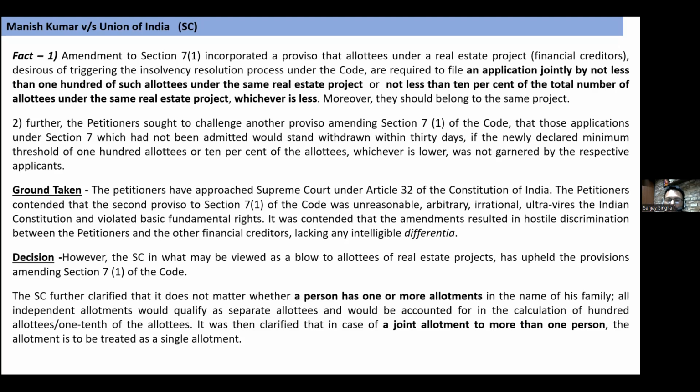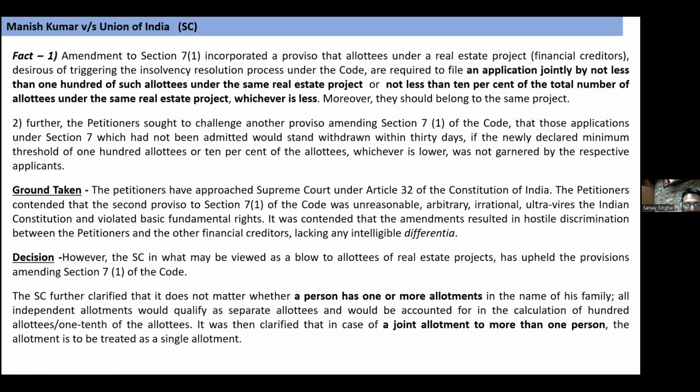And in another scenario, Mr. X has booked 3 flats, one in his name, one in his wife's name, and one in his father's name. So those will be considered as 3 allottees. In the name of his family, all independent allotments would qualify as separate allottees. And if there is a joint allotment of more than one person, like a flat booked by Mr. X and Mr. Y, those are joint allottees, so they will be considered as one, not 2, because there is a catch: they have to arrange 100 allottees or 10% of the project. So you have to clarify how the 100 will be counted. So the Supreme Court has also clarified this.